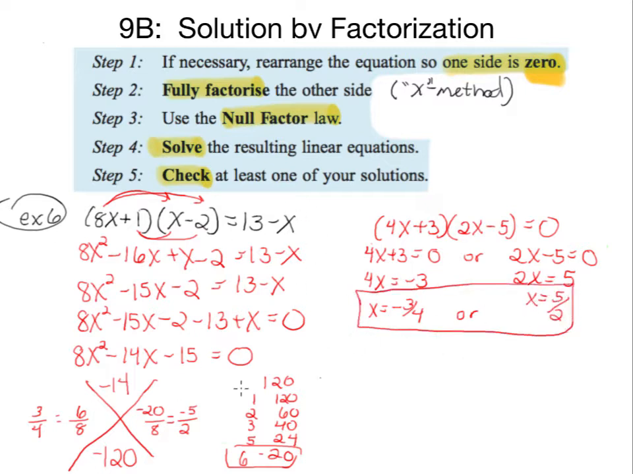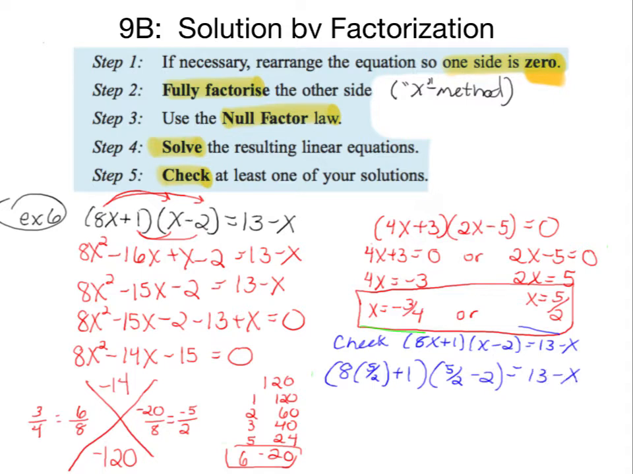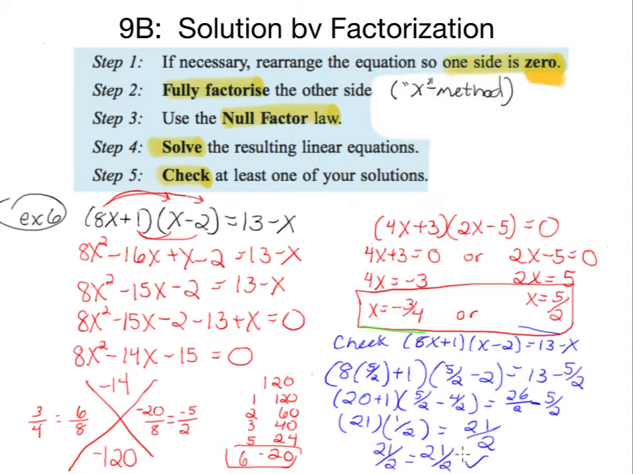Now all that is left to do is to check my work. To check your work, substitute your solution into the original equation. So in green, I'm going to check my first solution, -3/4. And I find that yes, it does work. Now I'm going to check my solution 5/2 in blue. And I find that this one works as well.